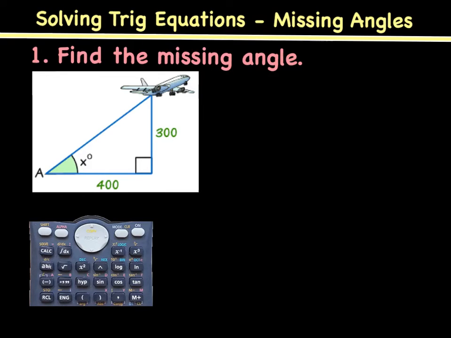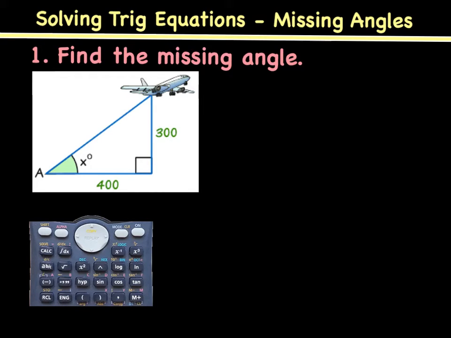So in the previous video, we learned how to find missing sides of right triangles using trigonometry. Now we're going to figure out how to find missing angles of right triangles. You'll be given at least two sides of a right triangle, and you have to find the missing angle. You're going to have a scientific calculator to do this. But remember, you have a scientific calculator on your phone. Okay? So if you need help finding it, let me know.